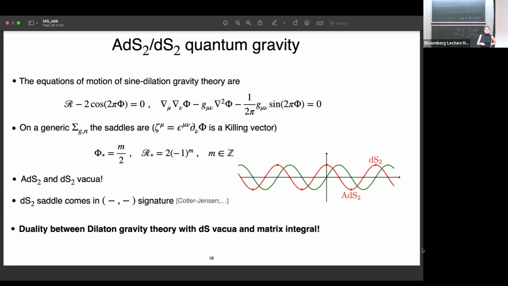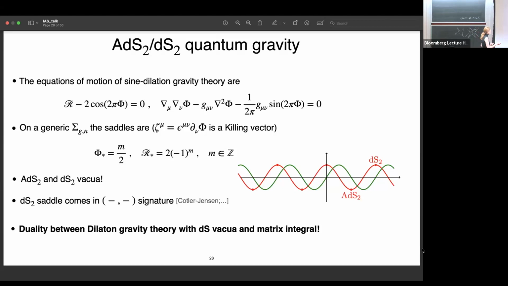Now let's go ahead and solve these equations of motion. A way to solve them is that you observe that this sine mu over here is a Killing vector of these equations. If you go to a generic Riemann surface, so don't do the disk, a generic Riemann surface does not have any Killing vectors. So if this is a Killing vector of these equations of motion, it has to be 0, because there are no Killing vectors on these Riemann surfaces. The only way for this to be 0 is that phi is a constant.